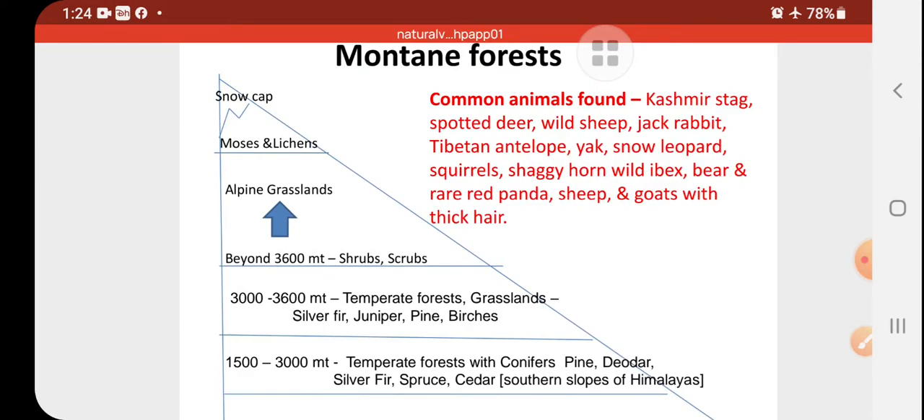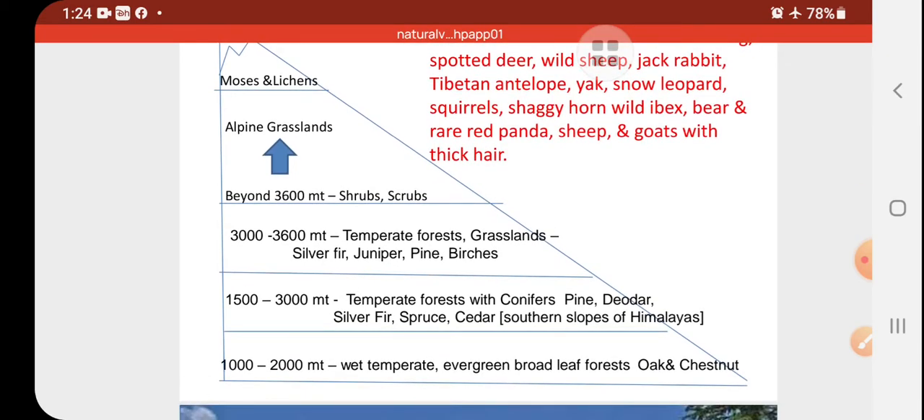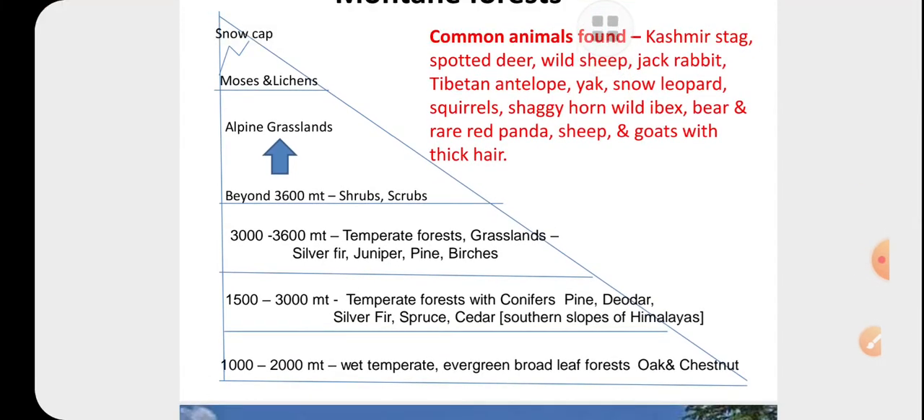We can see more characteristics here. At 1000 to 2000 meters, that is wet temperate evergreen broad leaf forest, oak and chestnut are found. When we talk about 3000 meters, that is temperate forest with conifers, pine, deodar, silver fir, spruce, cedar, on the southern slopes of Himalayas, these kinds of trees are found.